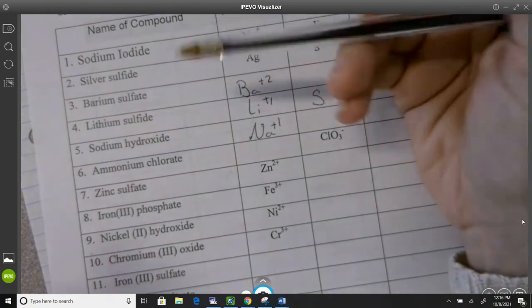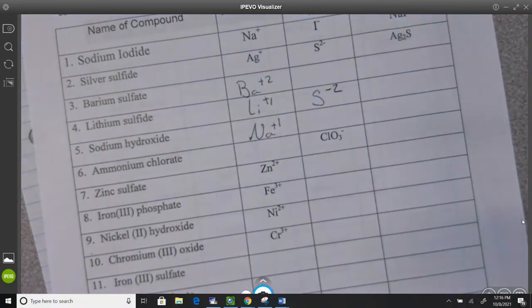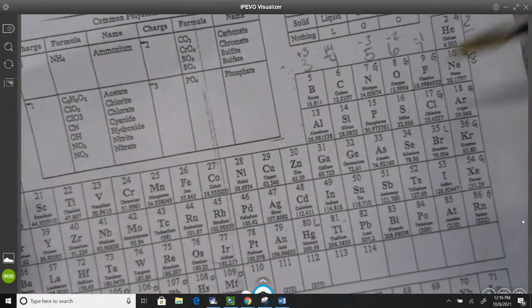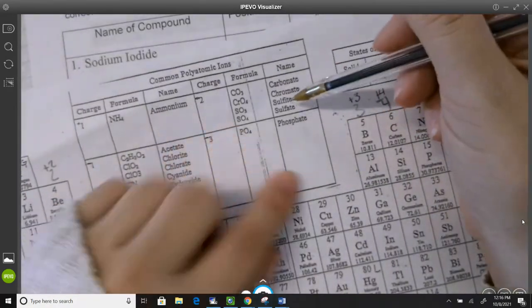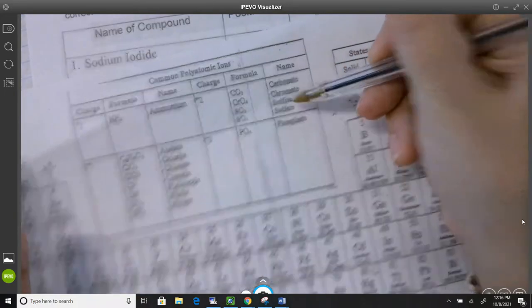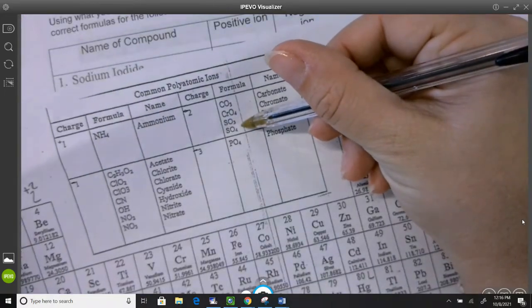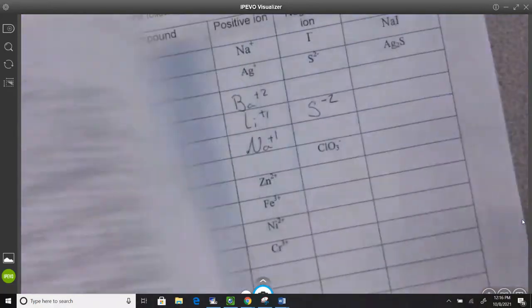If I look here, sulfate is kind of strange. That looks like a strange name. So if you can't find it on the periodic table, look up here. Look in your polyatomics. And I'll find that sulfate is actually SO4. And it has a -2 charge.